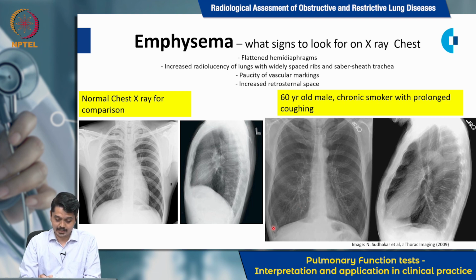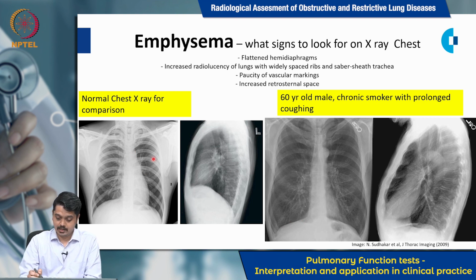Next is flattening of the diaphragm. You see this diaphragm is convex, whereas this diaphragm is flattened. To look for flattening of diaphragm, we must draw two parallel lines. One line connecting the right costophrenic angle and cardiophrenic angle and another line along the dome of the diaphragm. If the distance between these two lines is less than 1.5 centimeter, then that is the criteria to say flattening of hemidiaphragm.